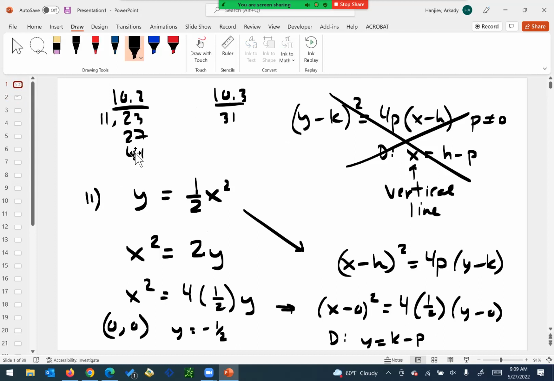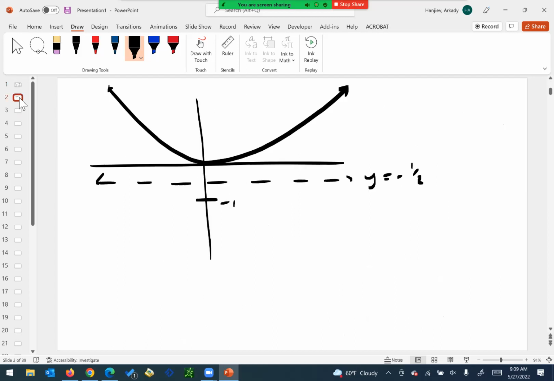How do we get the focus? Anybody with the focus? 0, 1/2. How come, Luke? The focus was like h minus p, right? Or it was like h and then k minus p. It was k minus p, that's for the directrix. That's what this guy is right here.